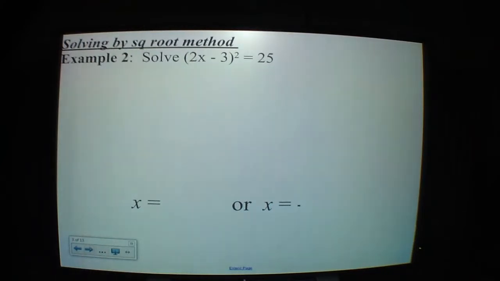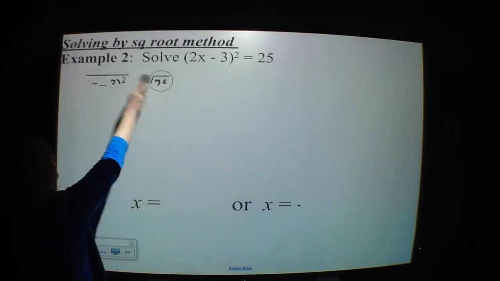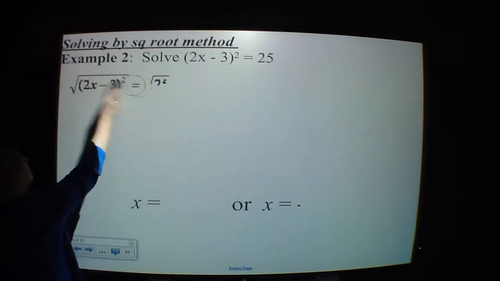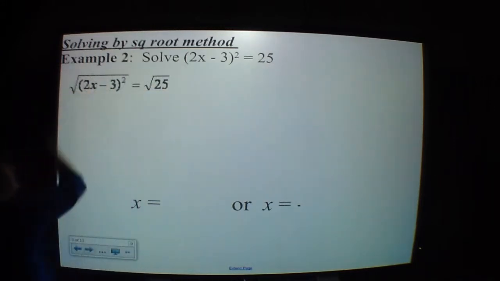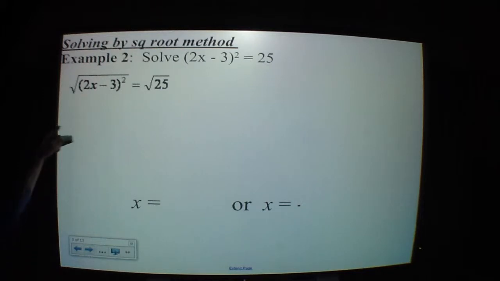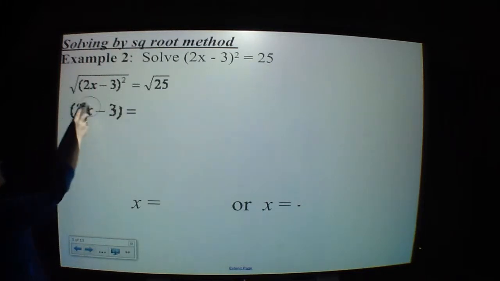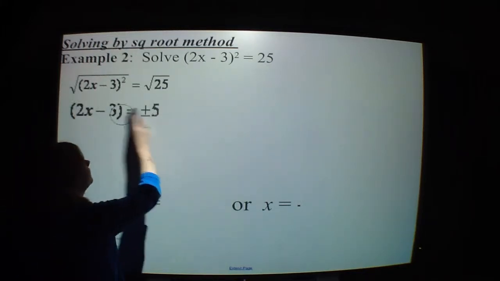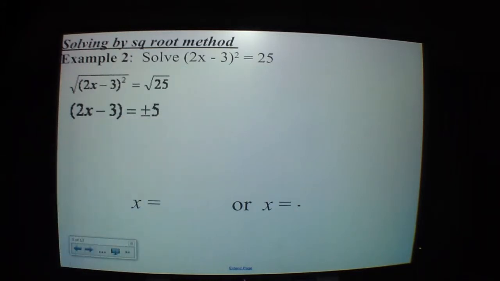Solve by the square root method. The left side is 2x minus 3 quantity squared. So I could just take the square root of each side, instead of multiplying it out and then moving everything over like I just did. It's a lot faster this way. So if I take the square root of each side, I end up with 2x minus 3 on the left, and I end up with plus or minus 5 on the right.